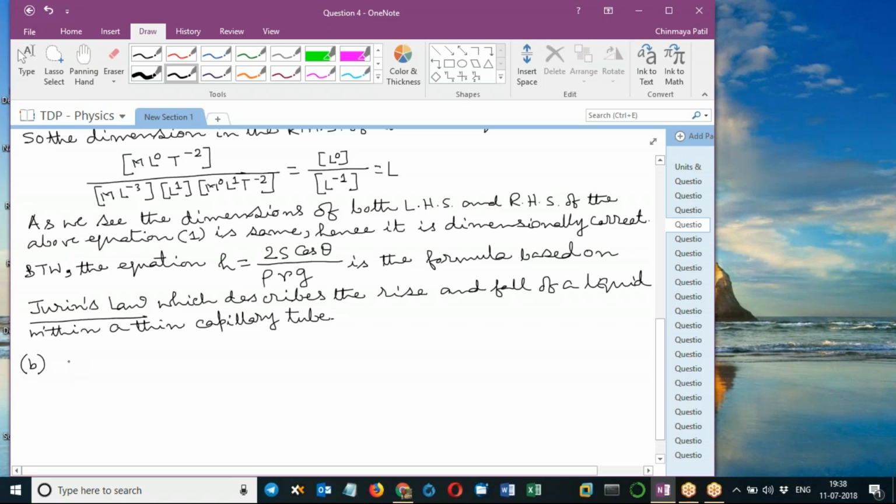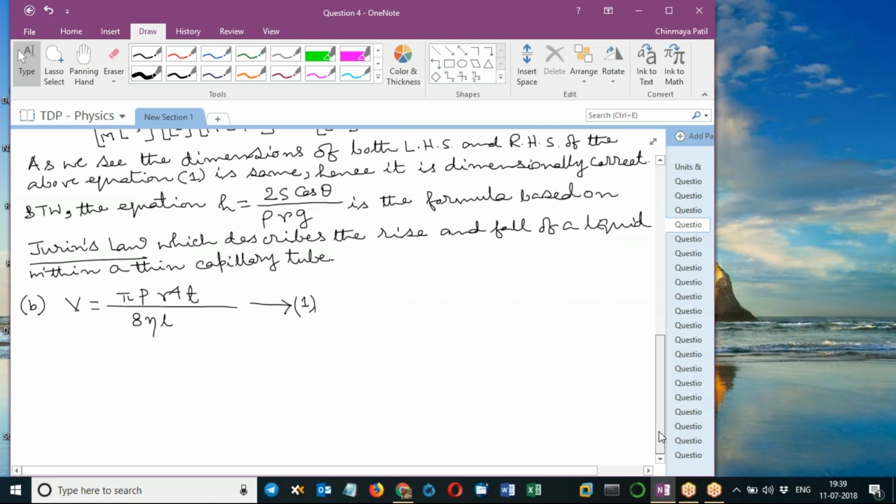Okay. So I'm writing the equation here. So V is equal to pi into R power 4 into P by 8 into eta into L. Suppose you give this the equation number 1. Correct? Yes, sir. V is equal to L cube. Yeah, sorry. V is equal to L cube. Very good. V is equal to L cube. Correct.